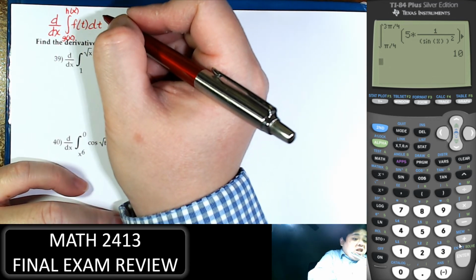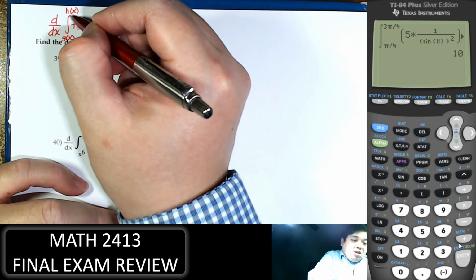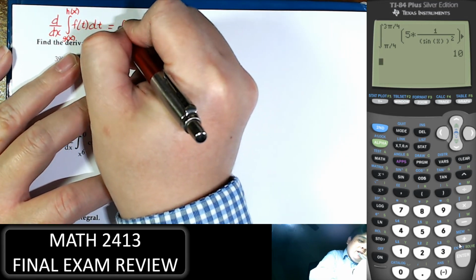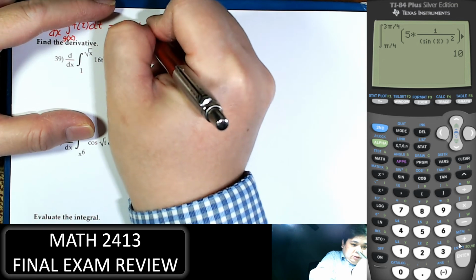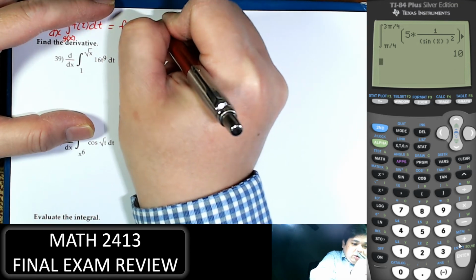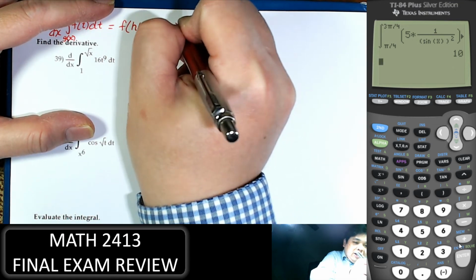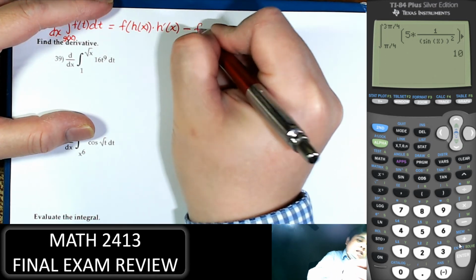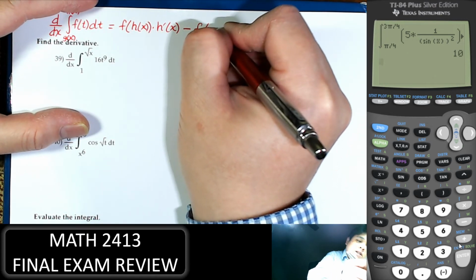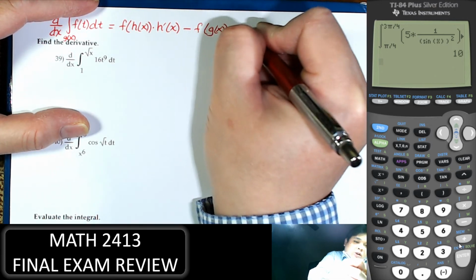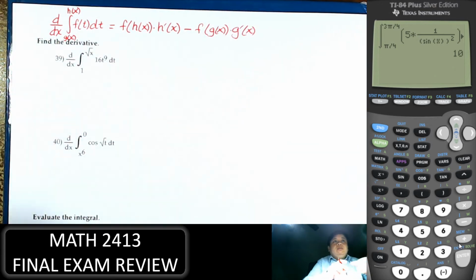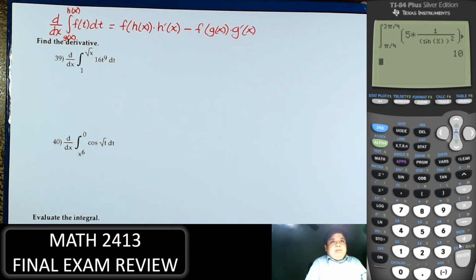So in this case we don't have to integrate. We just substitute in the upper limit. But the chain rule says we have to multiply by the derivative of it, and then subtract. Substitute in the lower limit, but we have to multiply by the derivative of it. So this is the other fundamental theorem of calculus.